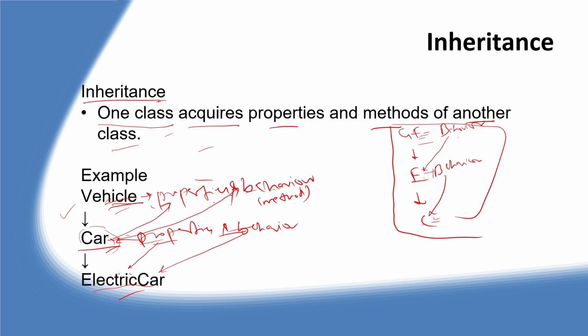Okay. So in this class, vehicle is the parent class. How do we define this? Vehicle is the parent class, and these are child classes. Car inherits from the vehicle class, and electric car further inherits from the car class.